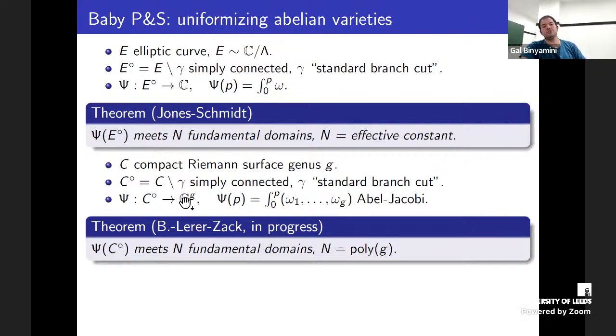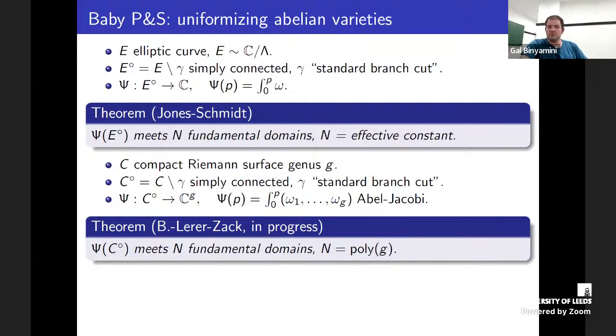And again, in C^G, there is some lattice of periods, and you can look at the fundamental domain, and you can ask how many fundamental domains the image of this map meets. And our result that we are in the process of writing is that it again meets n fundamental domains, some universal number, not depending on the curve. And moreover, n is polynomial in G. So this part we are still writing, so you can take it with a small grain of salt, but I hope that it's in fact polynomial in G.